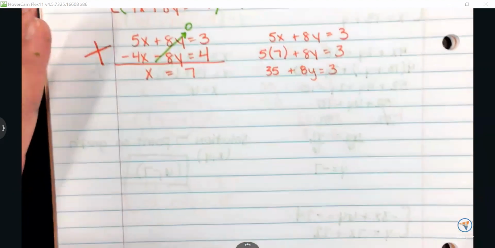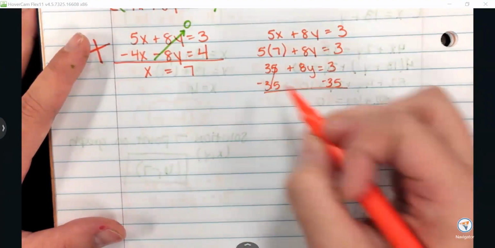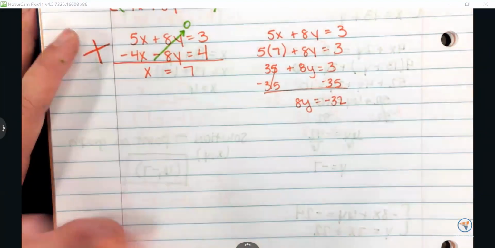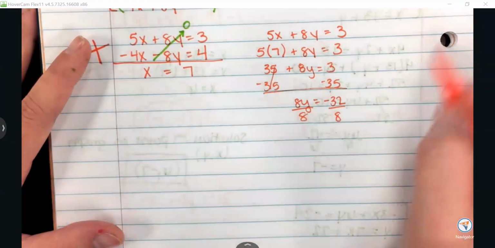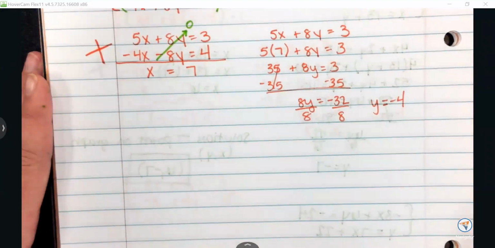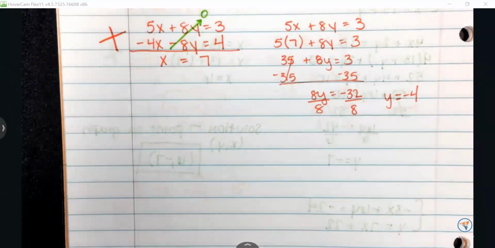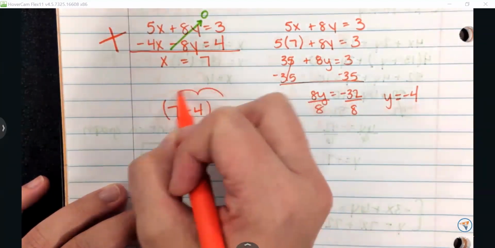What am I going to do now? Subtract my 35. So 8y equals negative 32. Divide by 8. So what does y equal? Negative 4. So now, if I were to ask you what is my solution, the point where my lines cross, which would be what? 7, negative 4. Very good.